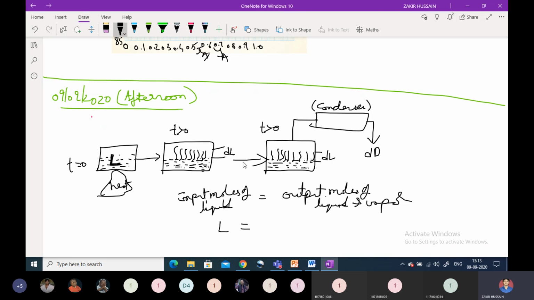Then the output appears as follows. The amount of liquid left after evaporating dL amount of vapors is L minus dL. The amount already evaporated appears as distillate here, so this is plus dD. After some time, the evaporated liquid dL is received here as distillate.